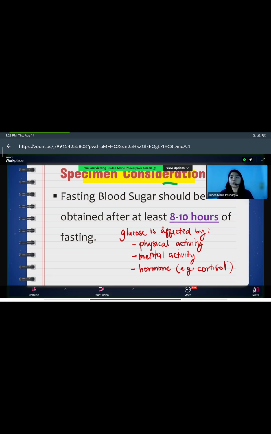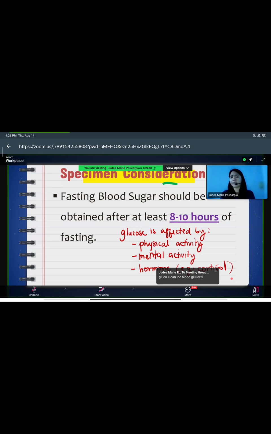Ma'am, anong kinalaman ng cortisol sa pangyayari? Ano ba kasi yan si cortisol, ma'am? Cortisol kasi, laging tatandaan, is the major glucocorticoid. Anong ibig sabihin pag sinabing major glucocorticoid? Chop-chopin natin. Gluco kasi they can increase the blood glucose levels. Cortisol kasi can increase the blood glucose levels.